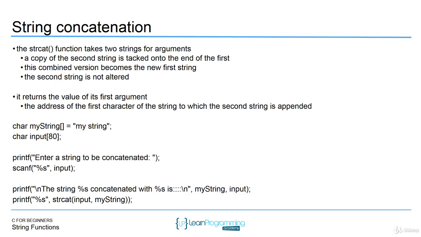Right, so the one thing we didn't do here was, here it is right here. First we print out the string and then we call strcat on it. Input is actually going to be equal to whatever was input, my string followed by whatever was input. We'll go through this example in a sec. Now just like strcpy, strcat also has a strncat. So the combined version becomes the new first string.